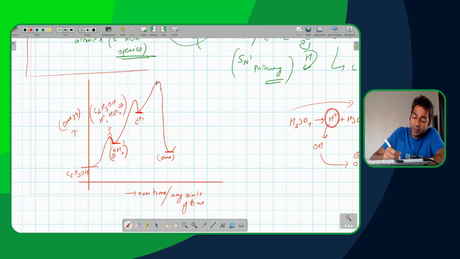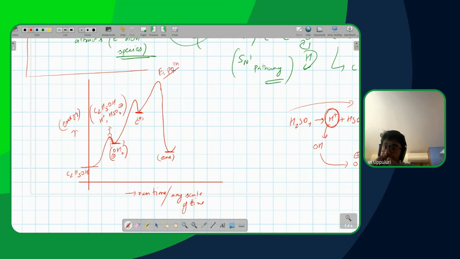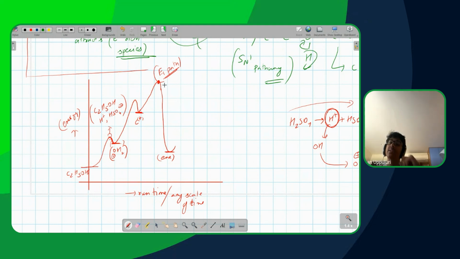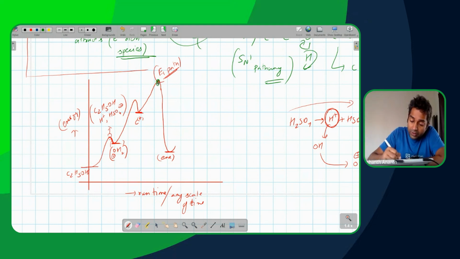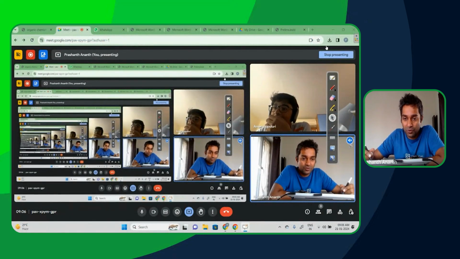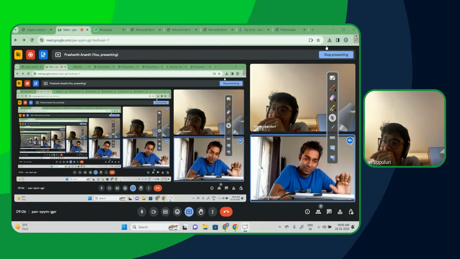So this is going to be the E1 pathway. You understand why this peak is so much higher? Can you explain how the double bond is formed? We'll talk about that in a bit when we get there. Let's first understand the problems over here, then we'll get to the double bond formation. That's going to be a much longer topic.